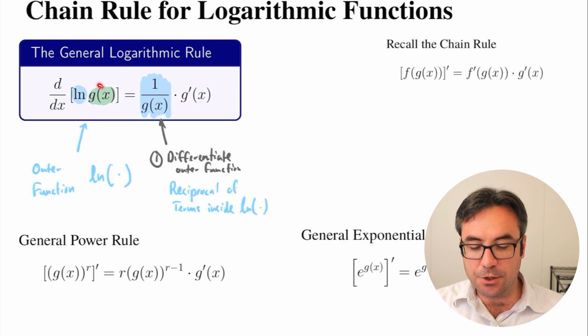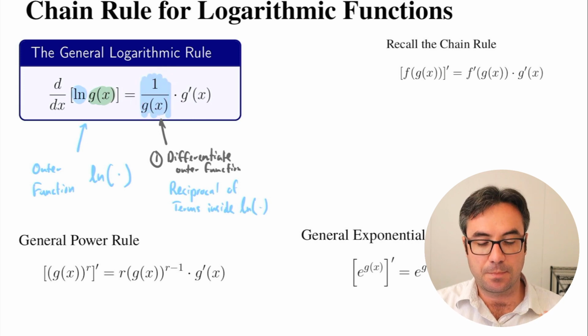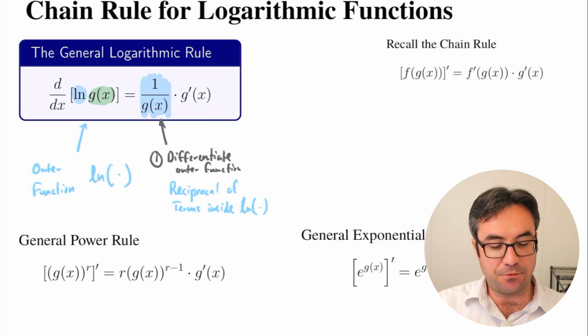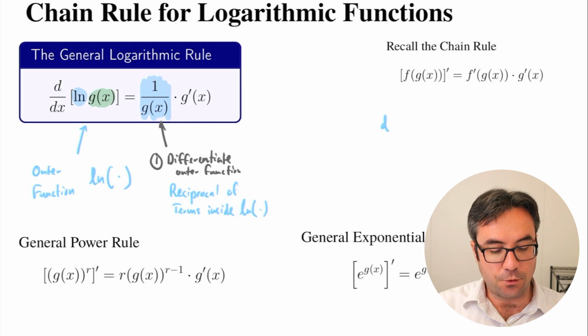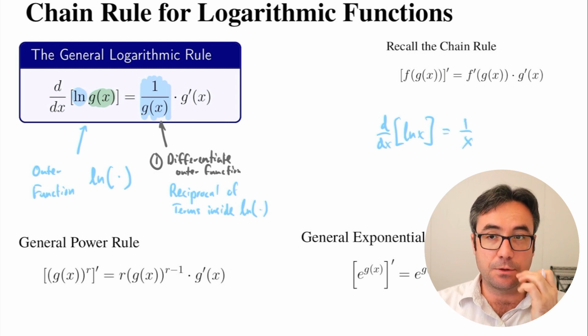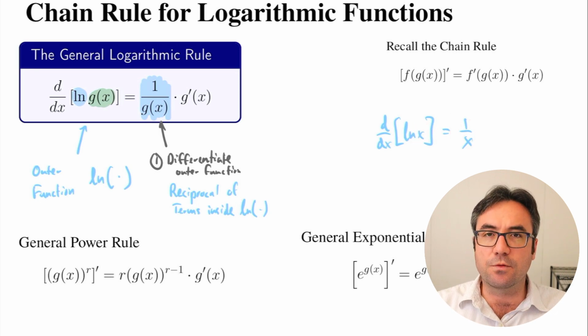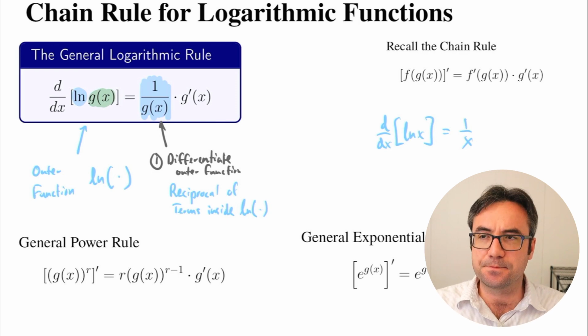So we take all the terms that were inside the log function and we just flip them. And that's because, if we remember, the derivative of natural log is 1 over x. So the way the derivative for natural log works is essentially we take the term that's inside and we flip it. We get 1 over x. It's kind of what happens.